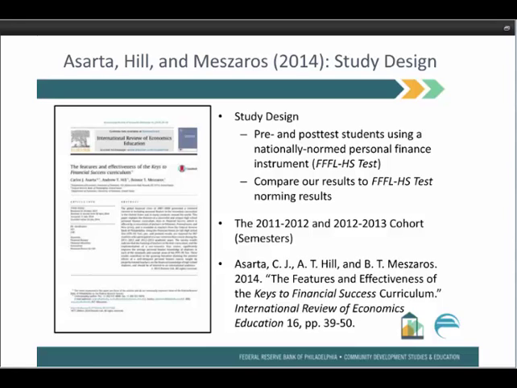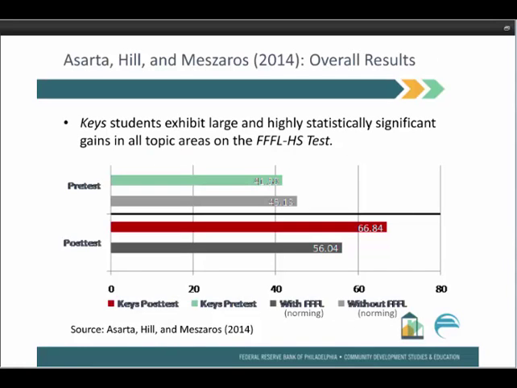I'll just give you the overarching results. Our students, who you're going to see here in the green, the light green bar on this graph, got 41.5% of the questions correct at the pretest, at the beginning of the course on average. That's compared to students who have not had Financial Fitness for Life, who when the test was normed, got 45% correct. So our students come from a further back position than the students in the norming sample.